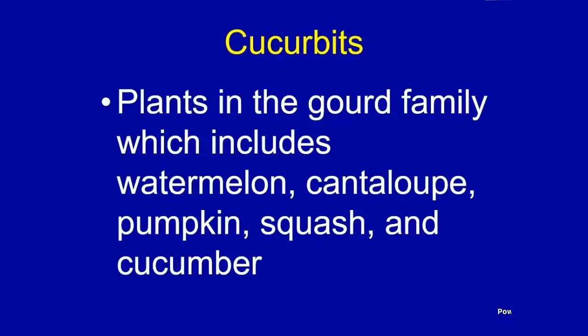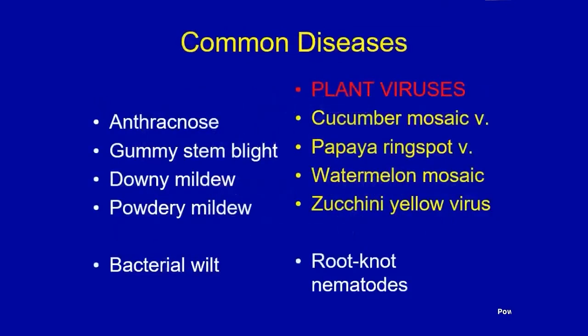Andre referred to this a bit. I thought I should just mention what cucurbits are because it does incorporate a number of different plants, but it's plants in the gourd family. And this would include watermelons and cantaloupe, pumpkins, summer squash and winter squash, as well as cucumber. So some of the diseases I'll talk about go to different members of this family more than others, you might say. And I'll try and mention that as we move along.